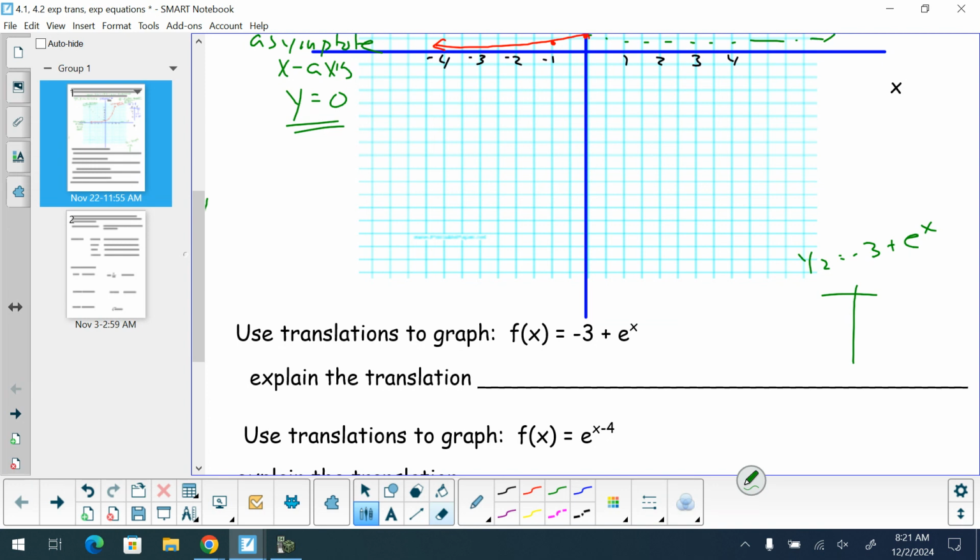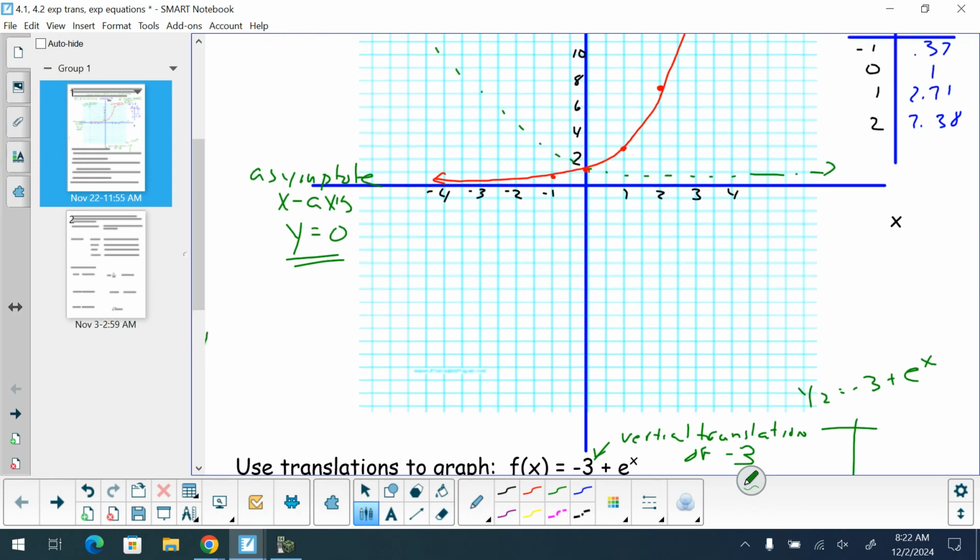Judah, what happens to our graph? Yeah, we have a vertical translation of -3. So every one of our points that we just put up here, we can count down 3 positions.